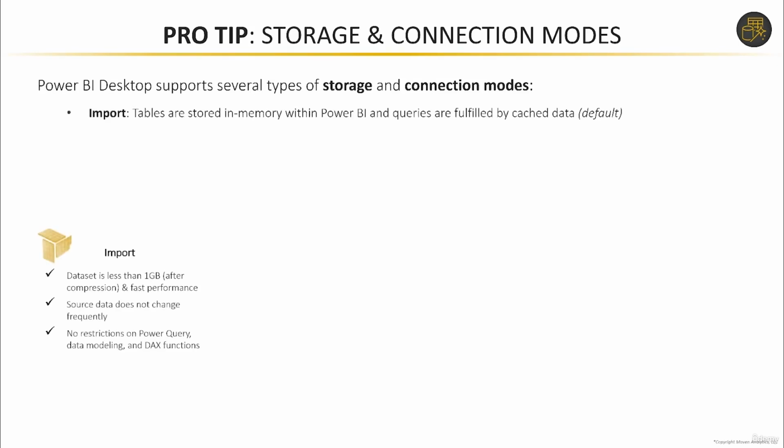Import mode is the default storage mode where tables are stored in memory within Power BI and queries are fulfilled by cached data. Import datasets are really useful when you need fast query performance and the dataset will be less than 1 gigabyte after compression. These are also super handy when the source data doesn't change frequently and when you don't need restrictions on Power Query, the data modeling, and then DAX functions.